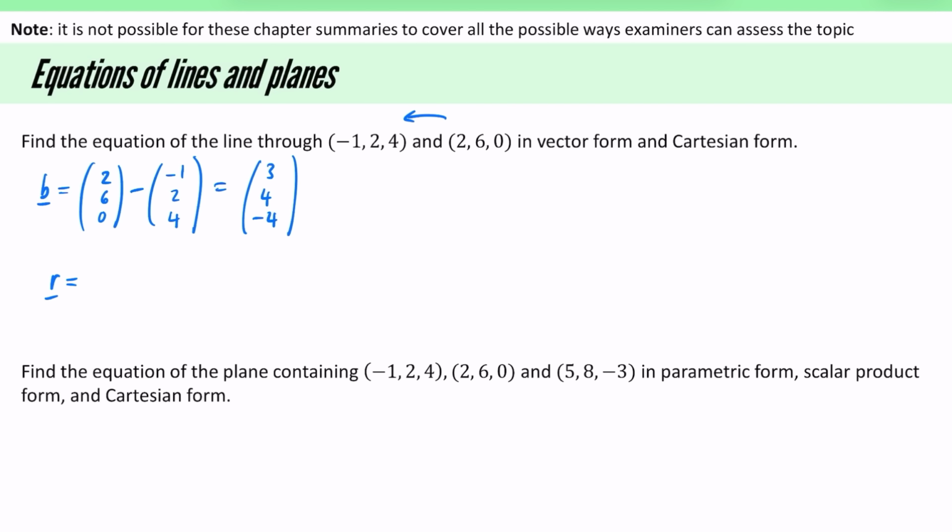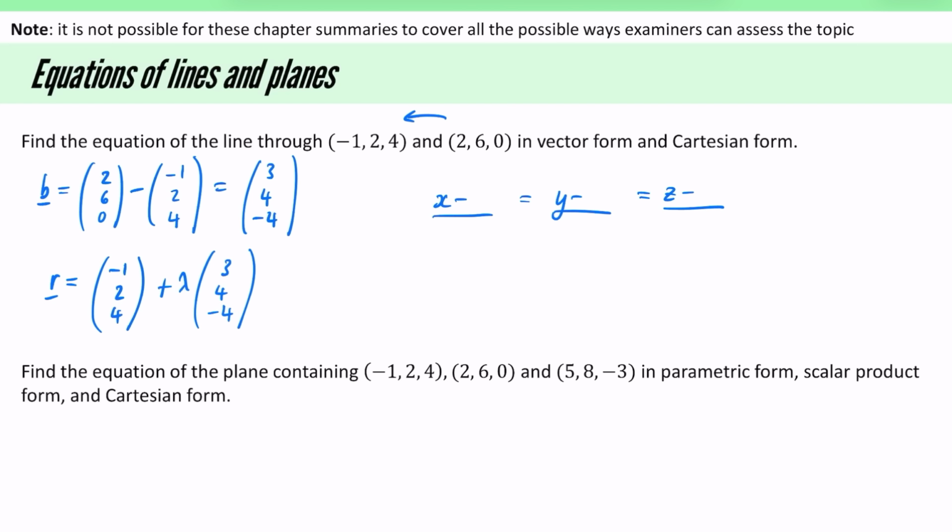So the vector form is going to be r equals a plus lambda b. Pick either of the coordinates. I'm just going to go for the first one, and I'm going to do lambda lots of the direction vector, which is 3, 4, and minus 4. The Cartesian version is going to be this kind of setup: an x minus something, a y minus something, and a z minus something, with our denominators. The denominators are just going to be these components of the direction vector, so the 3, the 4, and the minus 4. And you can pick either of these coordinates. I'm going to use this one, so it would be x minus minus 1, in other words x plus 1, y minus 2, and z minus 4.